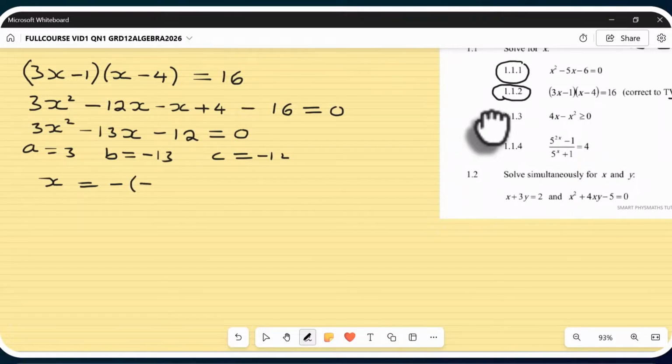of b squared minus 4ac, but our b is negative 30.